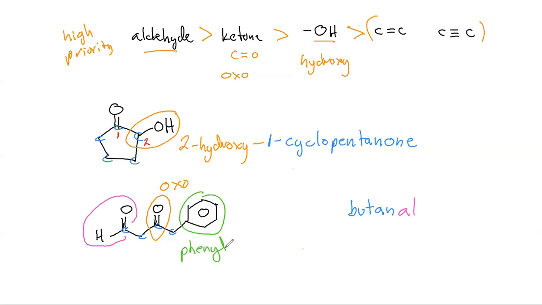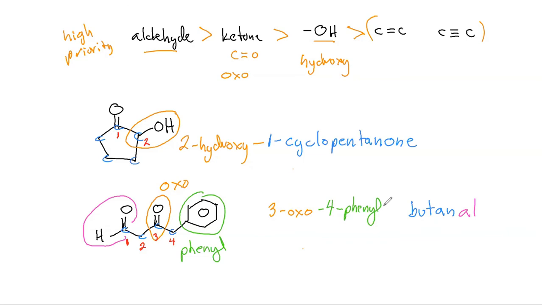Now we put these in alphabetical order, and we number starting with the aldehyde's carbon, which is the highest priority, so that's number 1. The ketone is on 3, the phenyl group is on number 4. Now, because O for oxo comes before P for phenyl in the alphabet, then we'd say 3-oxo, 4-phenyl, butanal.